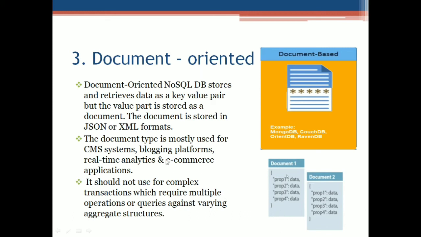The document type is mostly used for blogging platforms or e-commerce websites. Whenever we want to store real-time data, like tweets, comments, or Facebook notes, then we can use the document-oriented database. It should not be used for complex transactions which require multiple operations, because it is not suitable for large or complex transactions. So this is the limitation of document based database. The most popular document based databases are MongoDB and CouchDB. These are the two widely used document based databases.